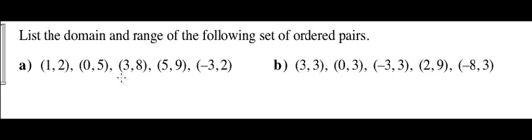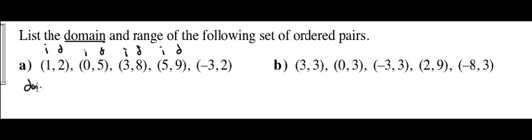List the domain and range of the following set of ordered pairs. Okay, you remember when we were talking about independent and dependent variables? For each of these you have independent, dependent, independent, dependent. The first one is the independent, and the second value is the dependent. The domain is all the values of the independent variable, meaning it's all the first numbers, all the x's.